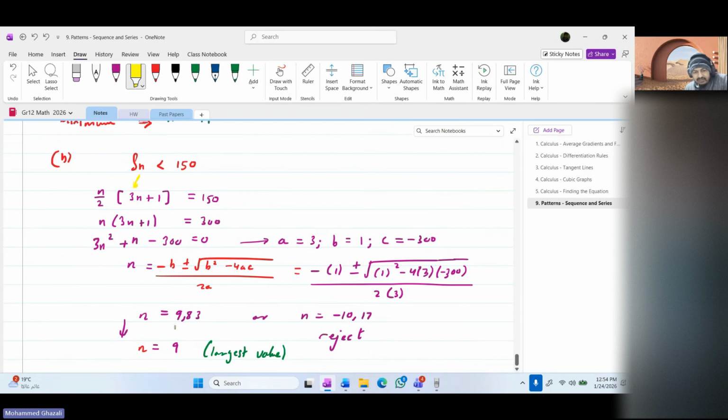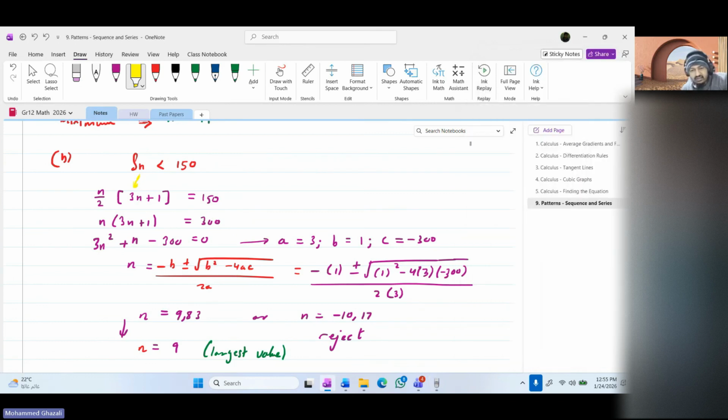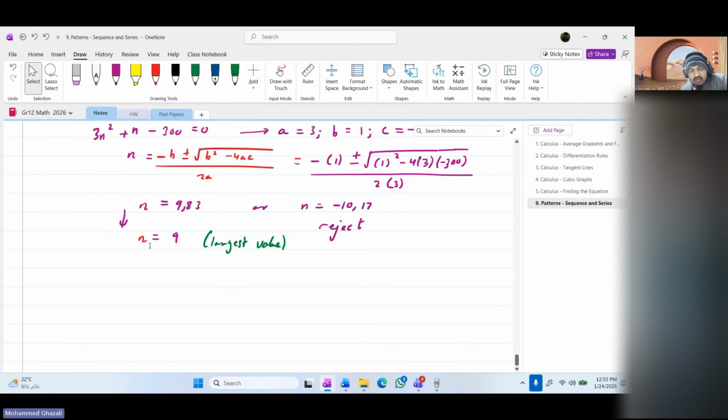That's what we want. This is my Sn formula, and the answer must be less than 150, not equal to 150. It's equal to 150 when it is 9.83. So that's why I'm checking now. 9 over 2 into 3 times 9 plus 1. See what I'm getting? 126, which is less than 150. But now if you rounded up, if you went and put 10, let's see what you're going to get. If you put 10, you will get 155. You will get more than 150, which we don't want. So now I know that my answer is 100% correct, which is the largest value is N equals 9.